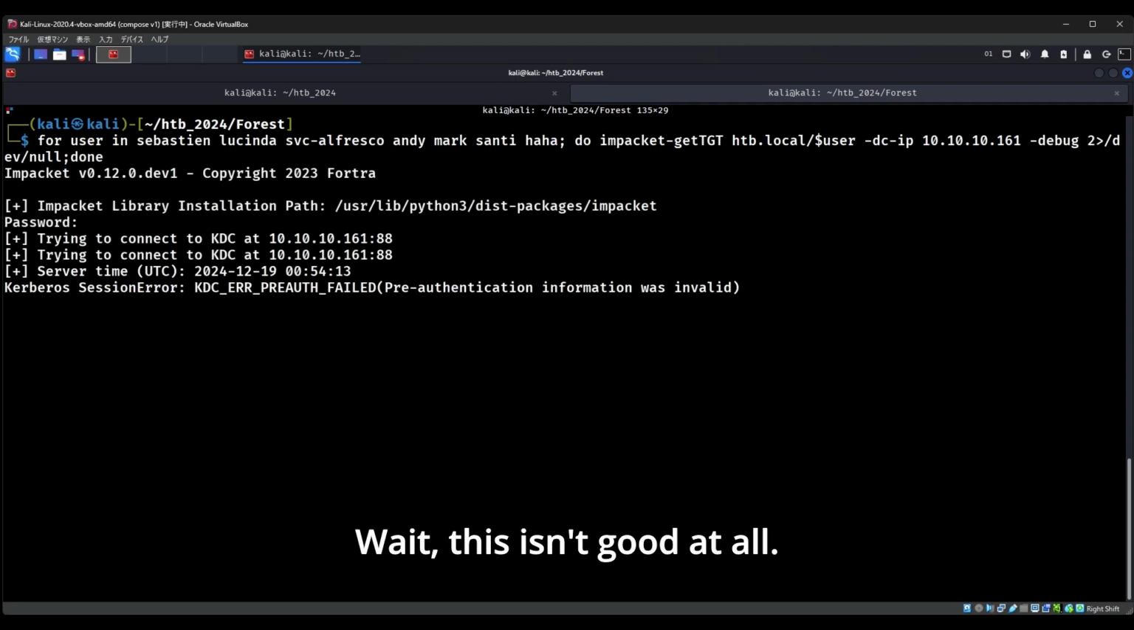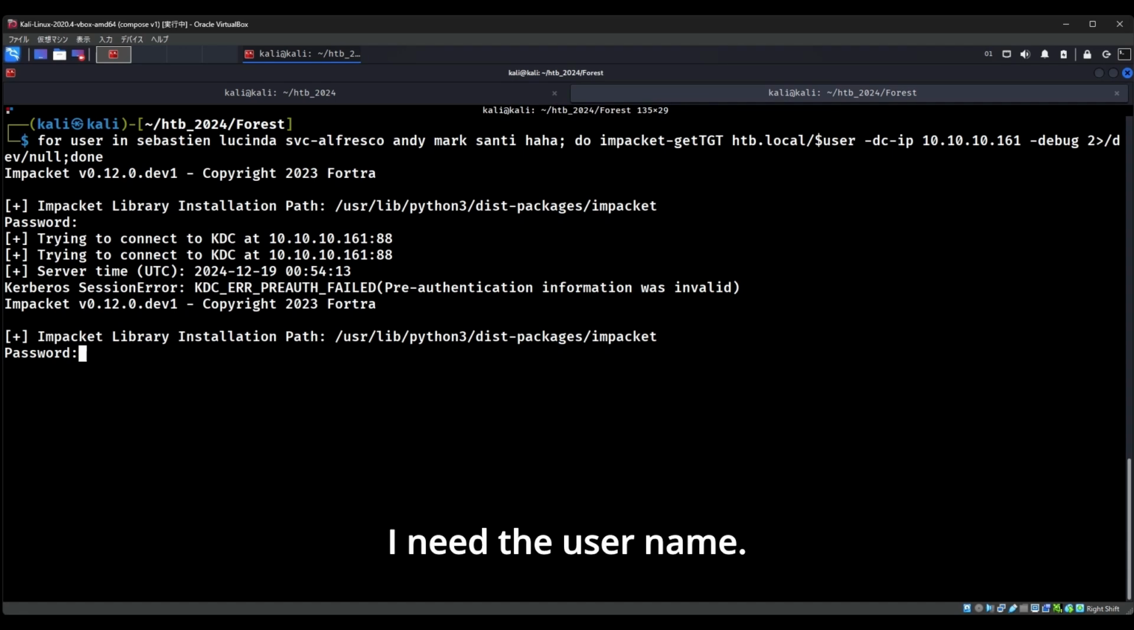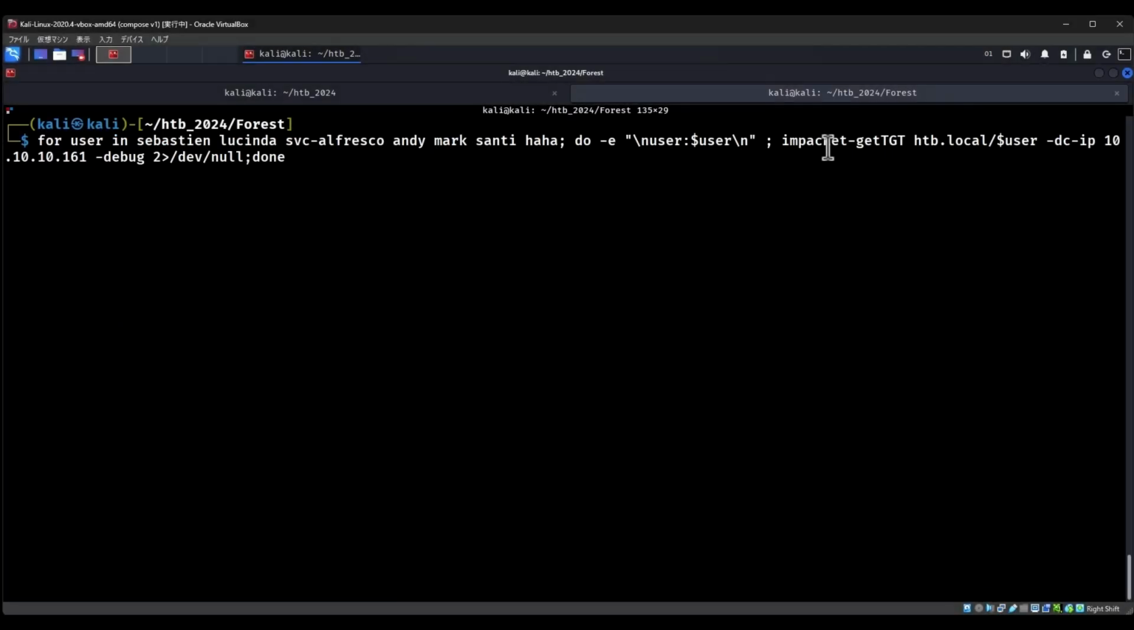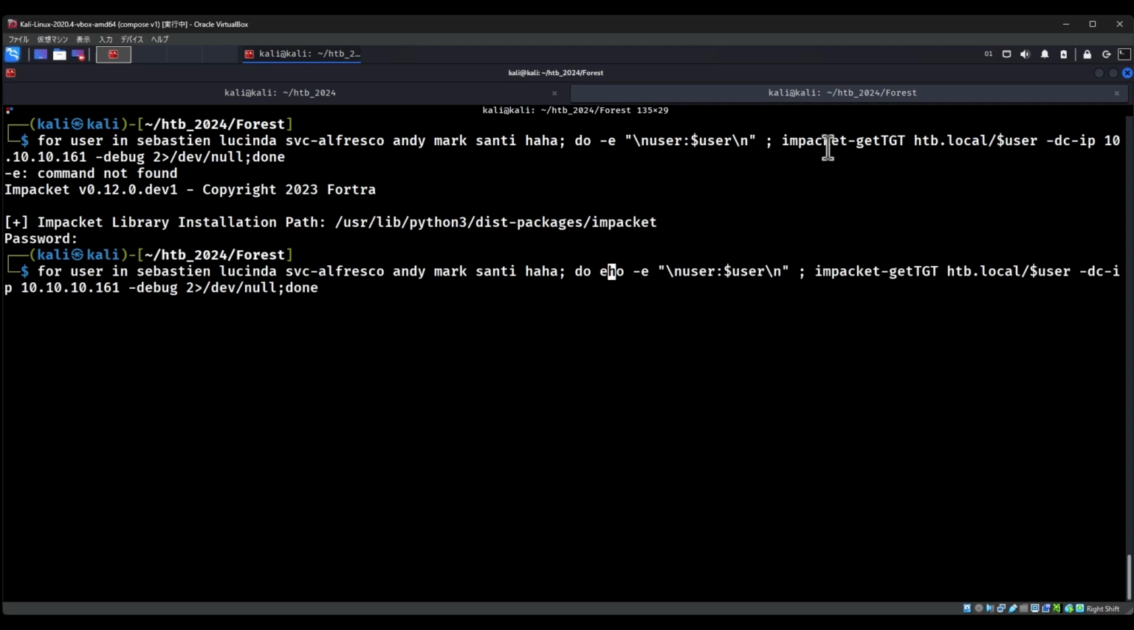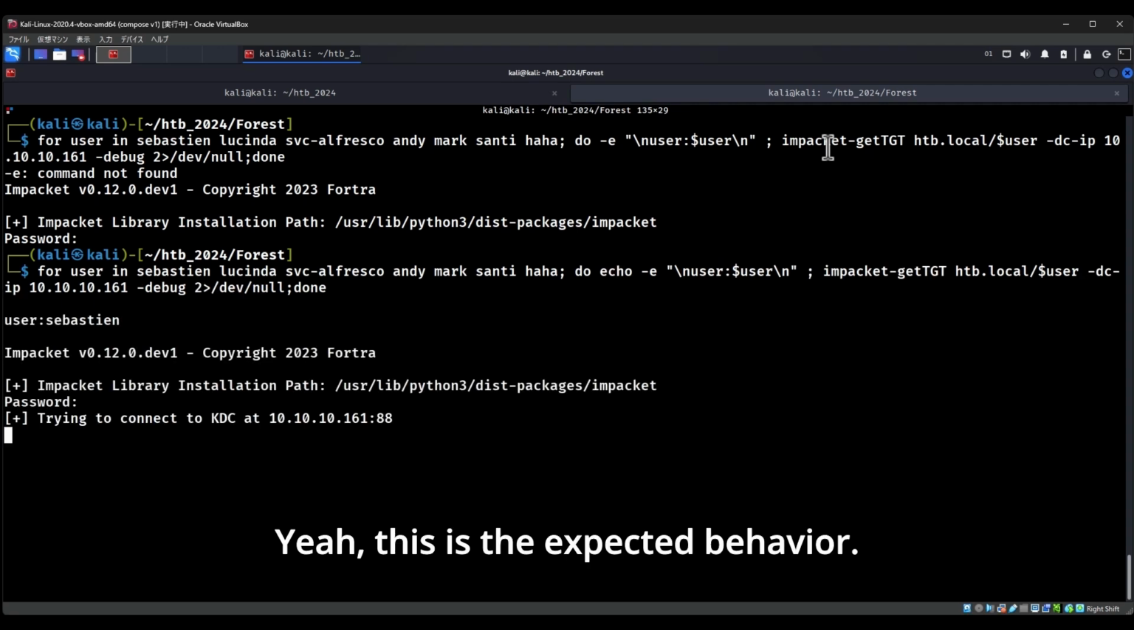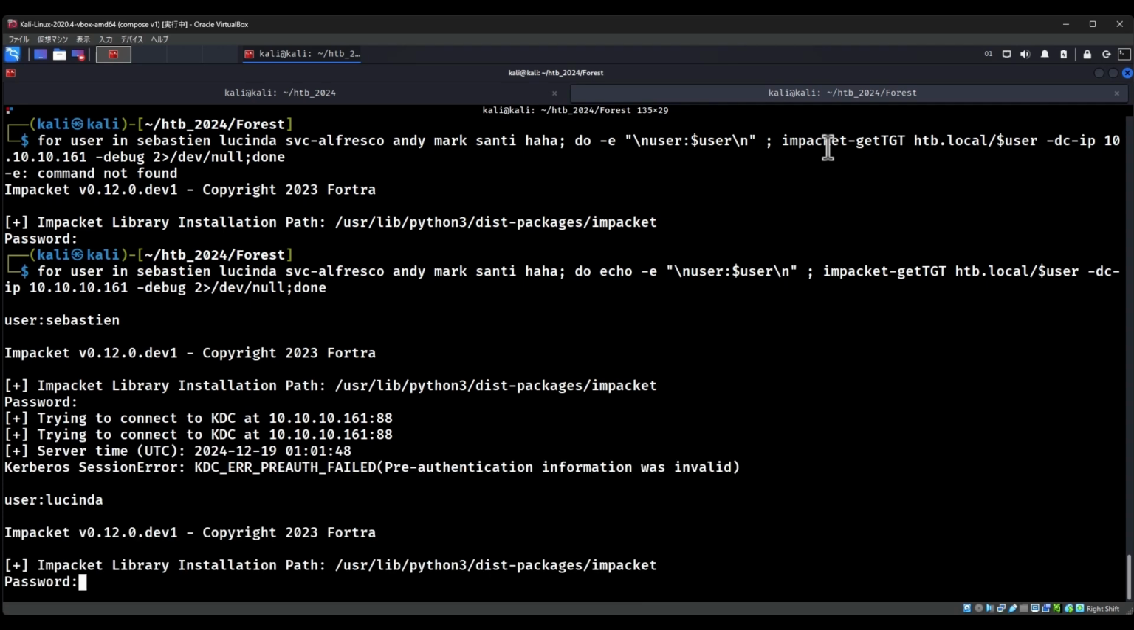Wait. This isn't good at all. I need to see the username I'm trying. Hope this works. What? Forgot echo. So what about this time? Yeah, this is the expected behavior.